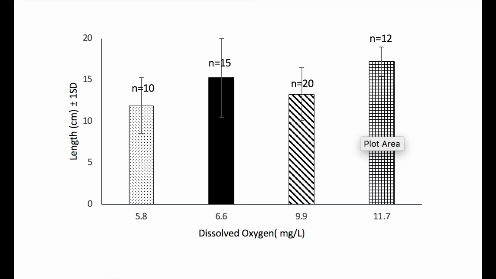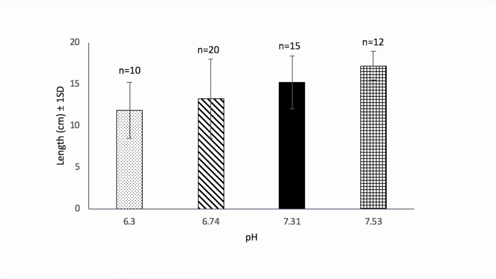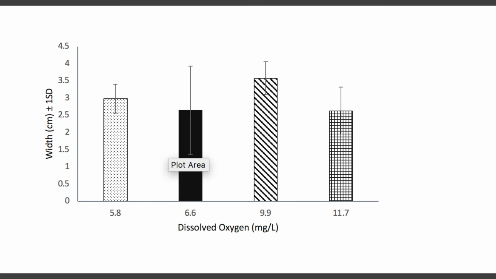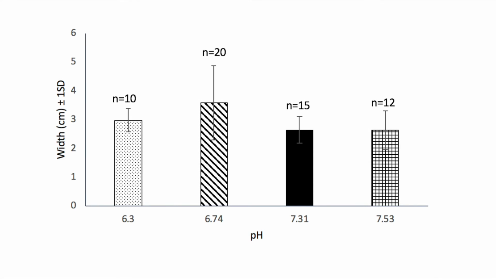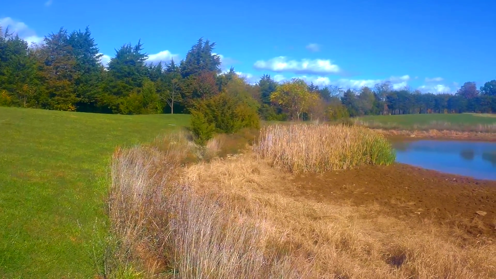Our data shows the average length of the shoots being greatest at Lake Shenandoah, which contained the highest pH of 7.53 and dissolved oxygen levels at 11.7 milligrams per liter. The average width of the shoots in comparison with dissolved oxygen shows the width being greatest at Moortown Pond, containing dissolved oxygen levels of 9.9 milligrams per liter. The average width of the shoots in comparison with pH shows the width being greatest also at Moortown Pond, containing a pH of 6.74. There appears to be a fair amount of hedging due to limitations.